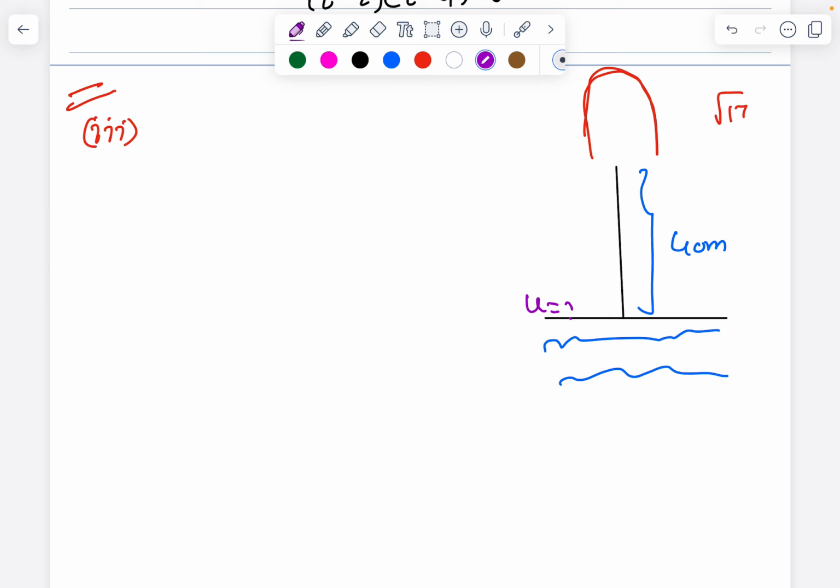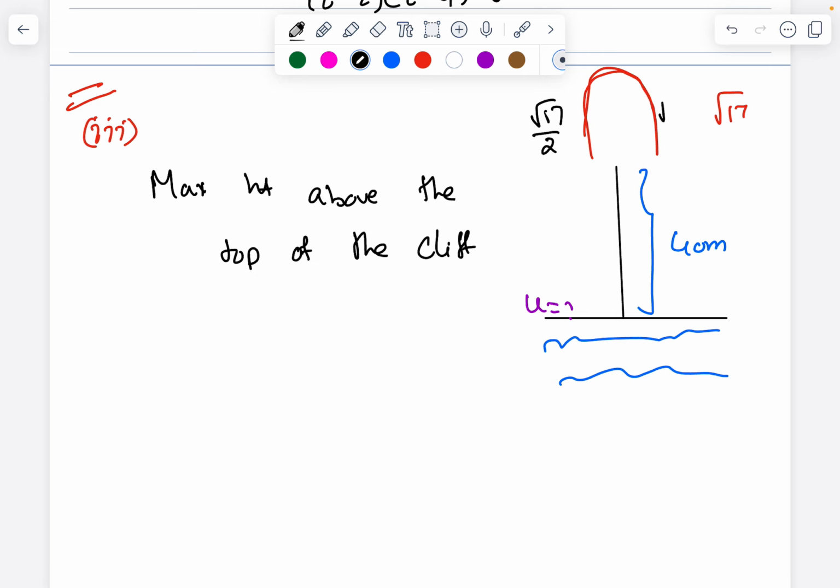So, first of all, I have to calculate the maximum height above the top of the cliff. We know that it took square root of 17 by 2 seconds for going up, and square root of 17 by 2 seconds for coming down. So what will be the maximum height? Maximum height is going to be half g t square, half times g times square root of 17 by 2 whole square.